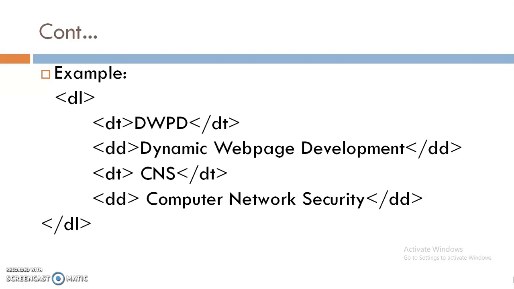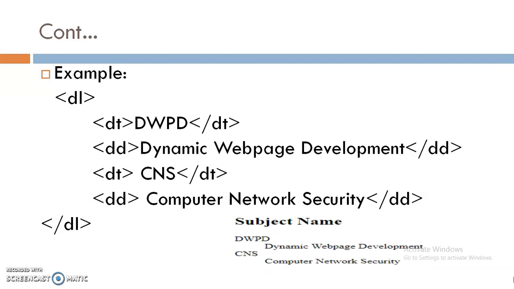Now the output of this code is like this. DWPD, this is written in DT and /DT. Then DD, Dynamic Web Page Development. It is the second level. It is written on the next line of DWPD like this.